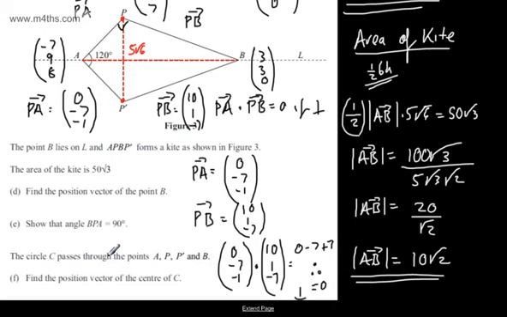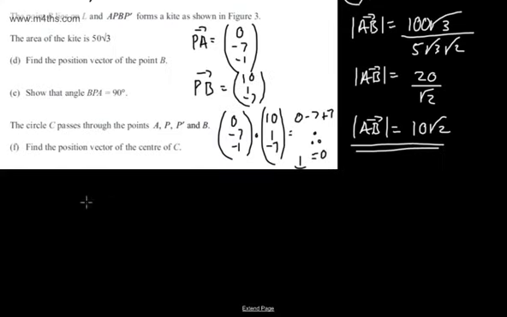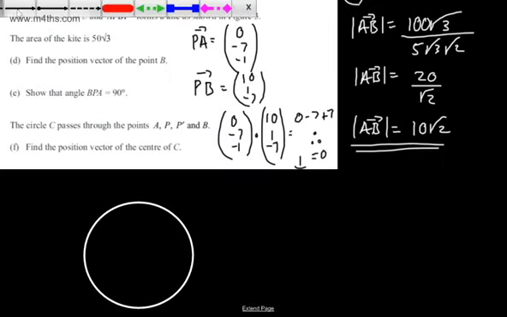Okay, we're now told the circle C passes through the points A, P, P' and B. In part F, we need to find the position vector of the centre of C. So let's use some basic circle theorem here. Let's just draw this. We've got a right angle and we've got a semicircle.